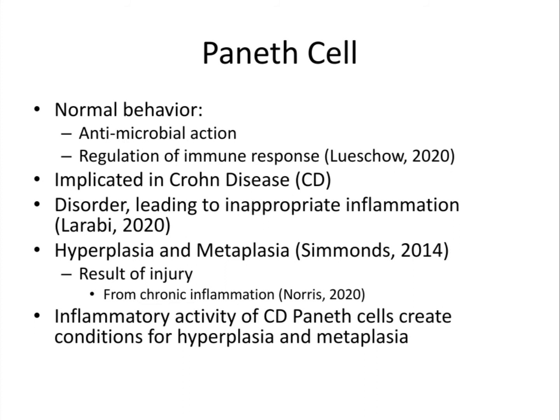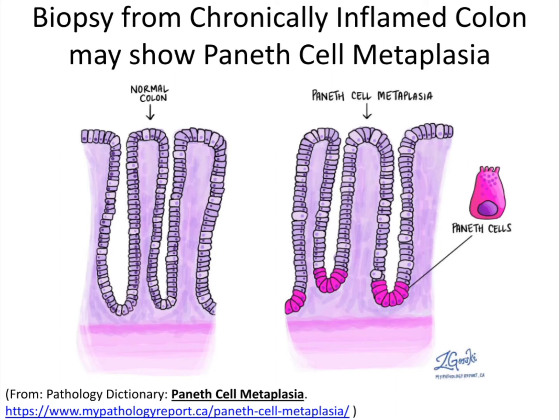Paneth cell hyperplasia and metaplasia are seen in inflammatory bowel disease. Hyperplasia and metaplasia may result from injury. Injury may be a result of chronic inflammation. Therefore, the inflammatory activity of Crohn's disease Paneth cells may create the conditions for the Paneth cell hyperplasia and metaplasia. Paneth cells are found in the small intestine. However, biopsies from a colon that has been subject to chronic inflammation may show Paneth cell metaplasia.